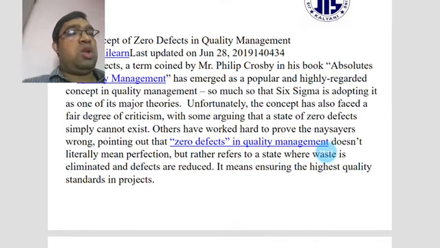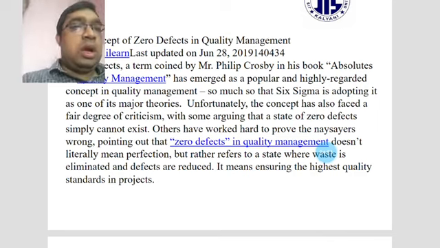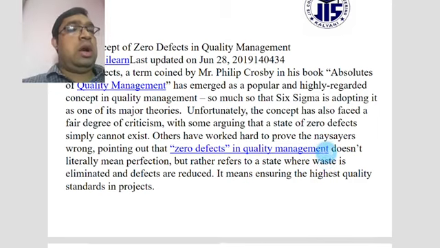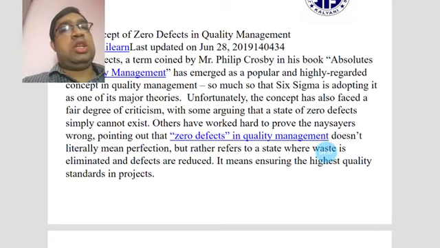This product is not accepted in our markets, and it will be returned to the company, and all of these things are wastage.